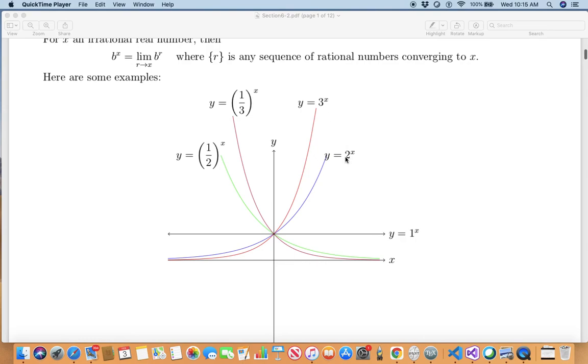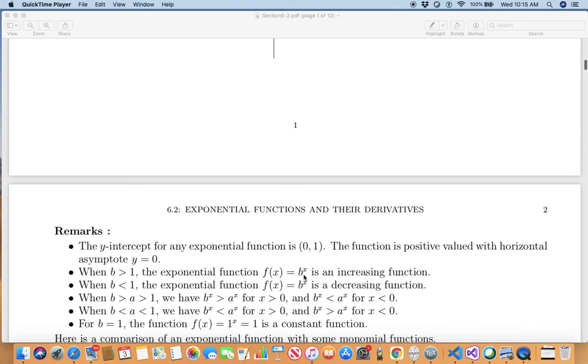Notice 3 is greater than 2. 3 power x is greater than 2 power x, right? When x is greater than 0. On the negative side, when x is negative, 3 power x is lower than 2 power x. On the other hand, if b and a are less than 1, b less than a less than 1, then b power x is smaller than a power x, smaller the base, right? But this happens when x is positive, whereas when x is negative, the inequality flips.